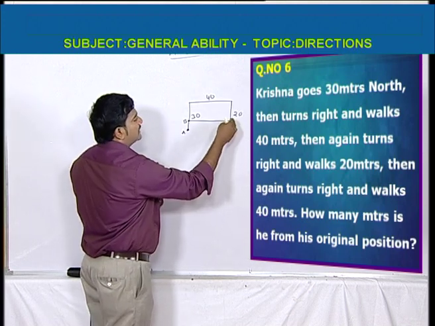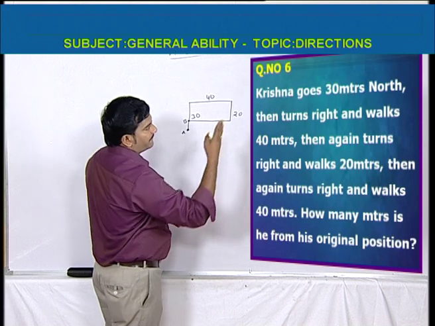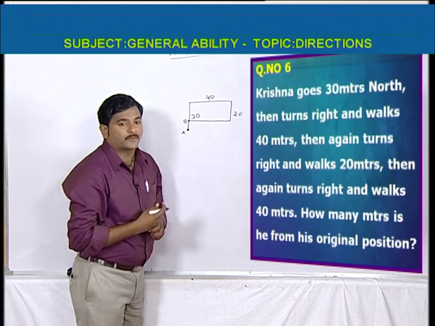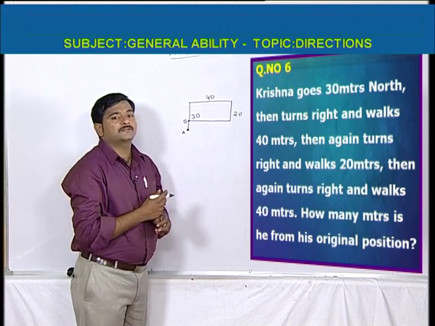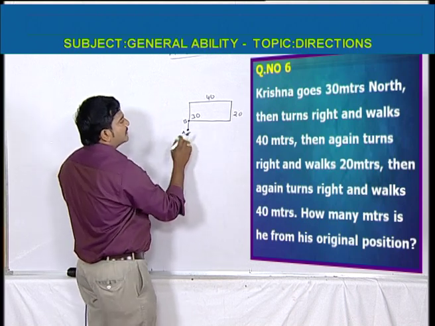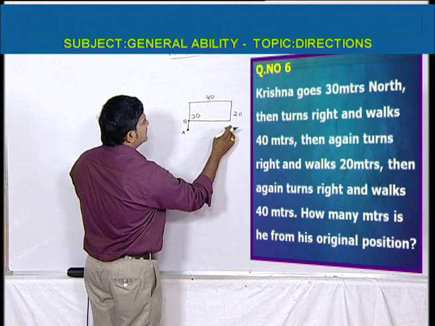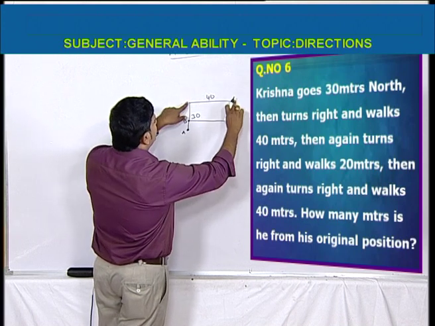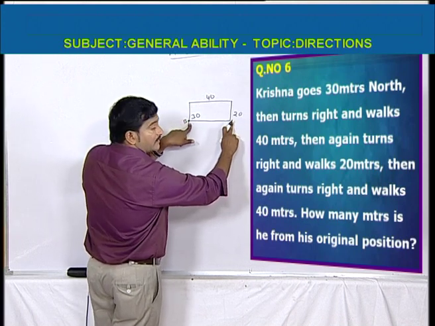Again he turns right and walks 20 meters. Then finally he mentioned one more point. So what is it? He again turns right and walks 40. He again turns right and walks how many meters? 40 meters. Since this is 40, this must also be how much? 40 you have to get.